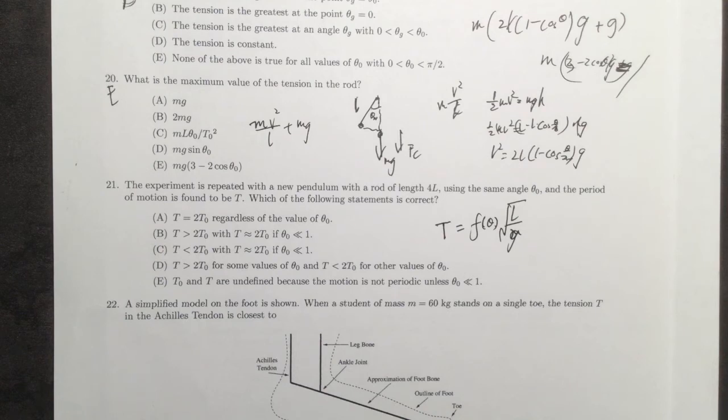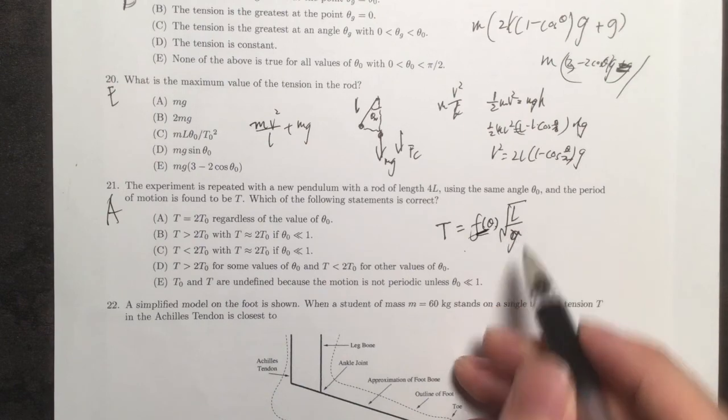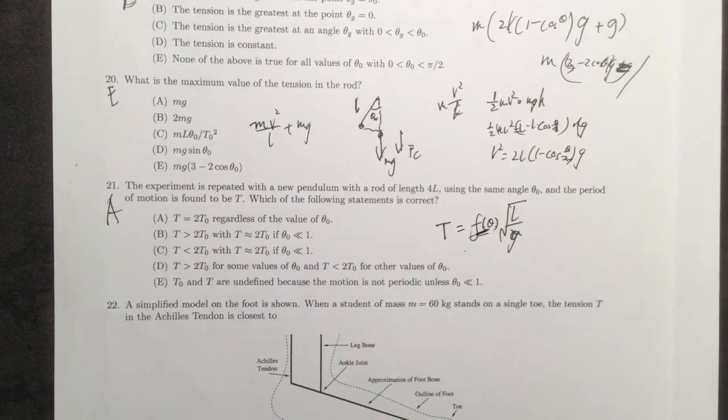But since we are keeping theta fixed in each of the experiments, only L is the one that's varied. So if we change the rod length to 4L, then the period will be multiplied by the square root of 4, which is equal to 2. So A is always correct, no matter what value of theta we choose, because we already considered this to be a fixed value in each of the separate experiments.